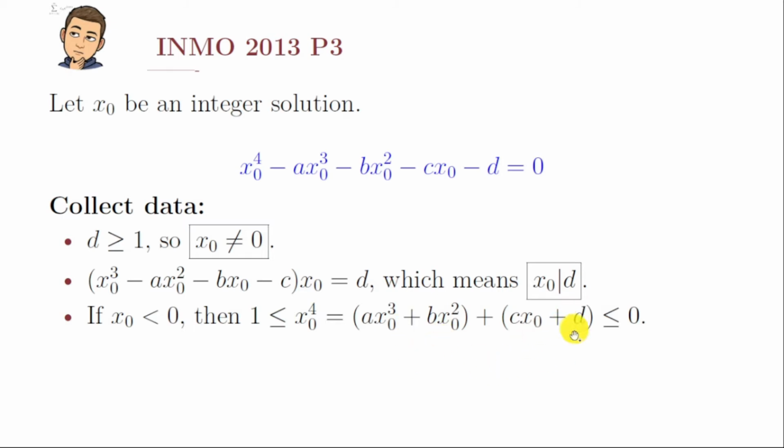And also the same for this one. x0 is negative, and although d is positive, x0 is multiplied by the coefficient c. So this is dominant. The negative wins. So each of these two terms cannot be a positive number. They must be non-positive, less than or equal to 0. And this is a contradiction, because x0 to the power of 4 must be bigger than or equal to 1, but we found that it is less than or equal to 0 too. So we cannot have x be negative. So the solution must be at least 1.